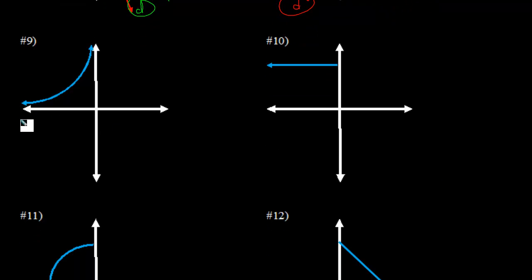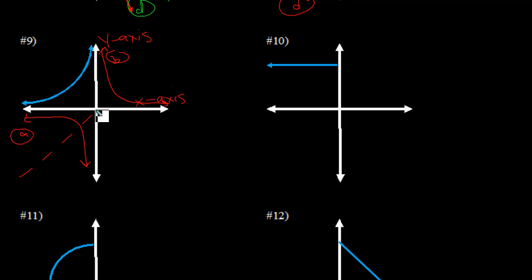Number 9, reflected over the x-axis. It's going to be like this. Reflected over the y-axis. It's going to be like so. This is B, this is A. The line y equals x, which is this line here. It's going to be down here.